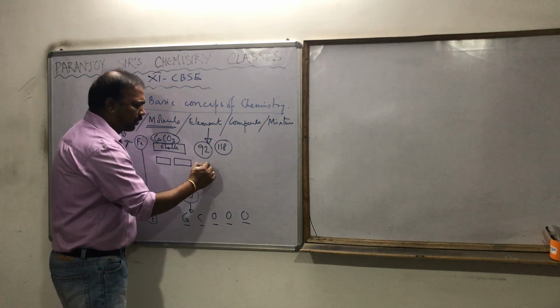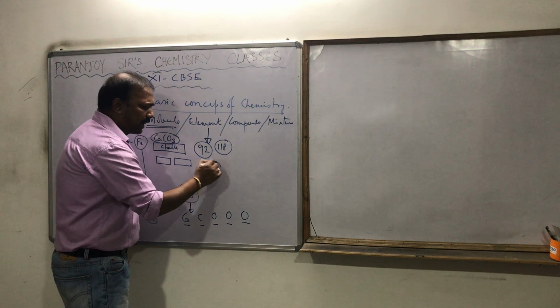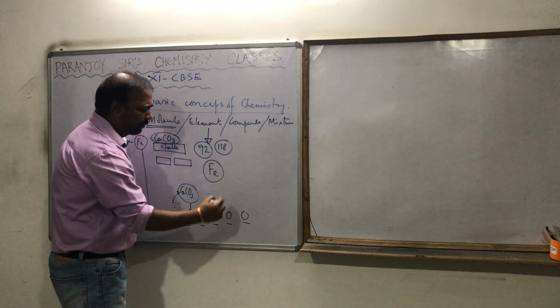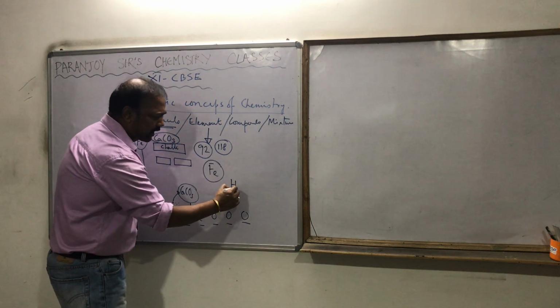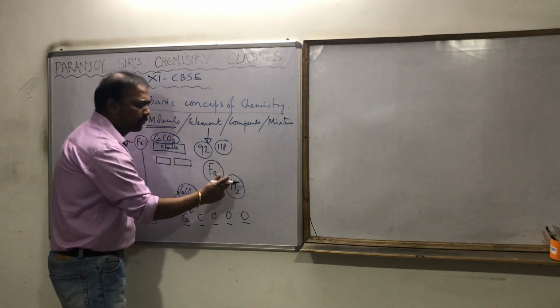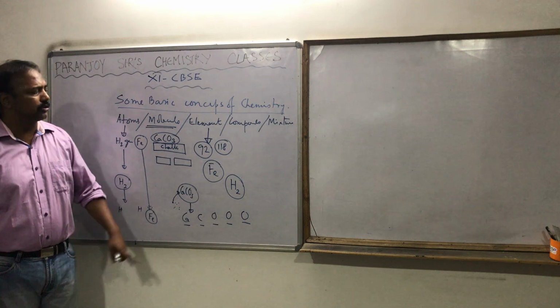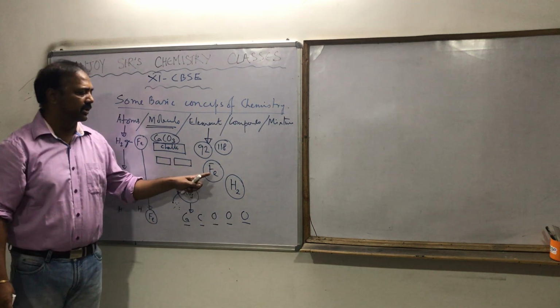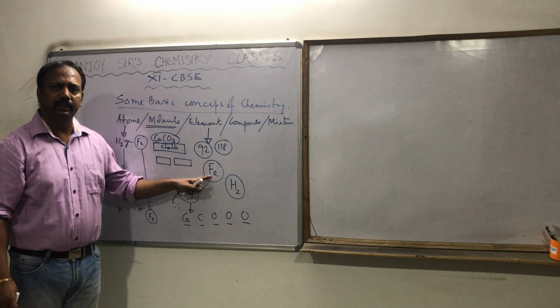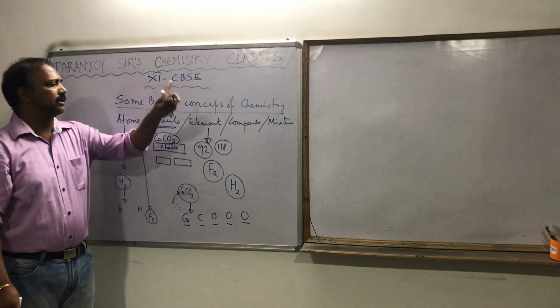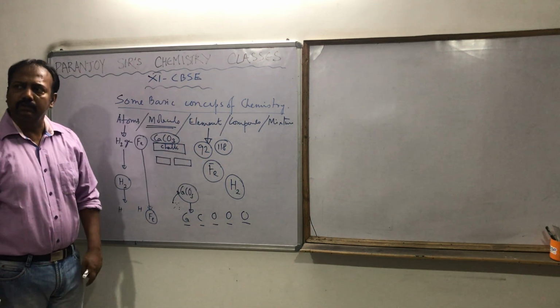For example, if I talk about iron, then iron is this. If I talk about hydrogen, the element is this. Here two atoms are involved. Hydrogen in its elemental state exists as H2, and iron in its elemental state exists as Fe. Yes? Fine.